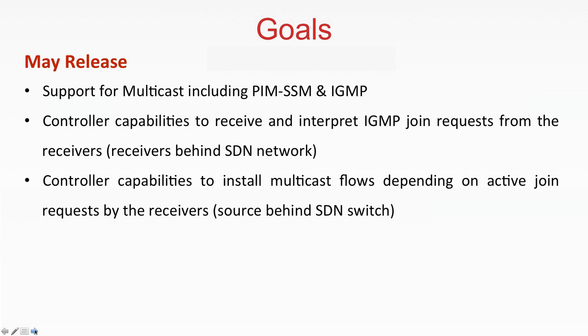So if this is a use case where you have receivers sitting behind the SDN network, what capabilities do we need to implement in the controller to make it work end to end, where your sources may or may not be behind an SDN network. And then lastly, the controller capabilities to install multicast flows depending upon active join requests by the receivers.